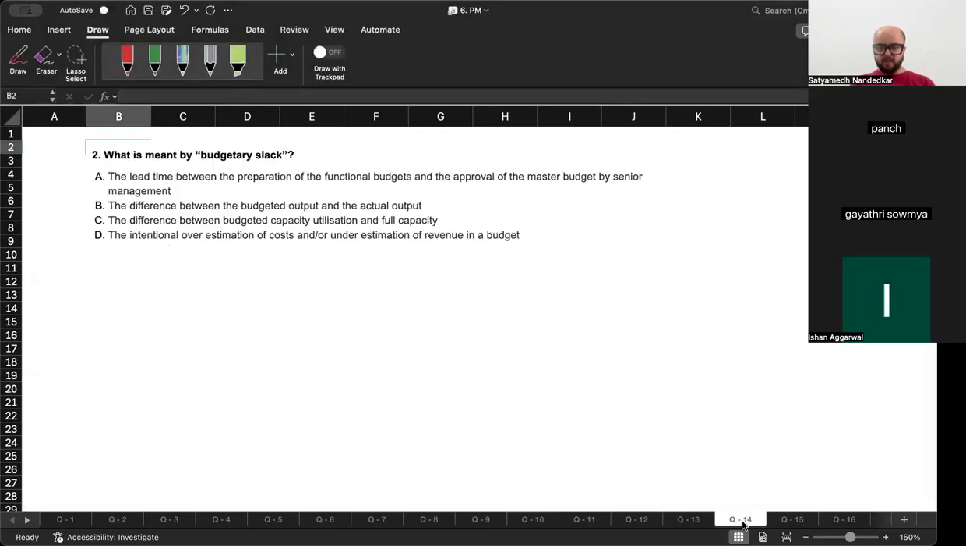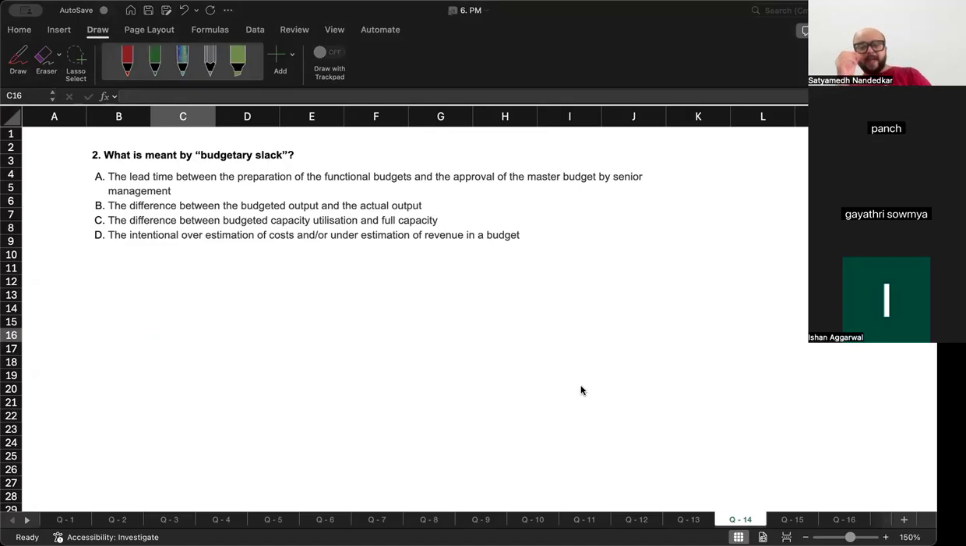ठीक है. Now, what is meant by budgetary slack? The lead time between preparation of functional budgets and the approval of the master budget by senior management. The difference between budgeted output and actual output. The difference between budgeted capacity utilization and full capacity. The intentional overestimation of cost and or underestimation of revenue in a budget. ठीक है. Intentional overestimation of cost and underestimation of revenue. Which of the following is budgetary slack?